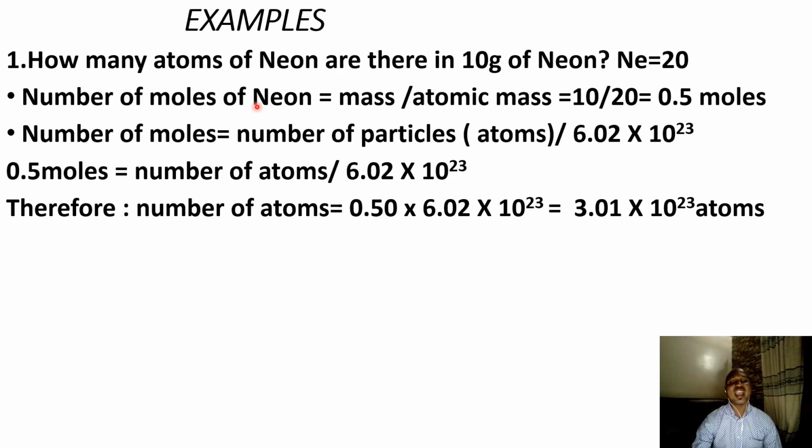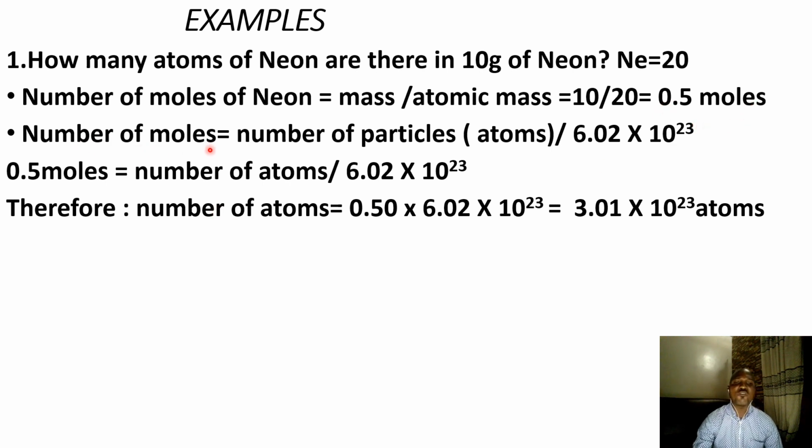Example: how many atoms of neon are there in 10 grams of neon? Remember, 10 grams is the mass of neon, and neon has an atomic mass of 20. So the number of moles of neon is equal to mass over atomic mass. When you substitute that value, we have 10 as the mass in grams over atomic mass, which is 20, and that gives you 0.5 mole.